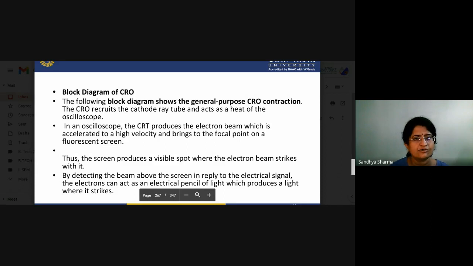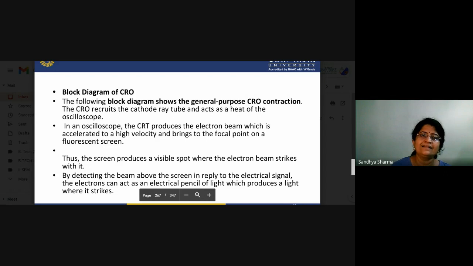It produces the electron beam, which is accelerated to a high velocity and brought to a focal point on the screen, as we have already discussed in our CRT part. The screen produces a visible spot where the electron beam strikes it. So the particular area where our electron beam strikes will be glowing.